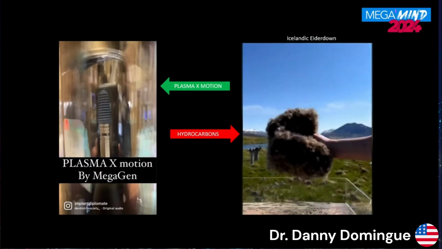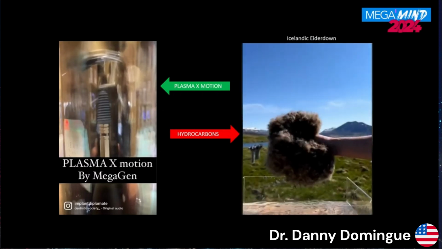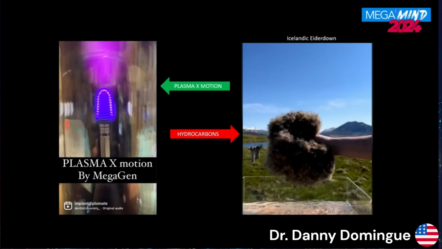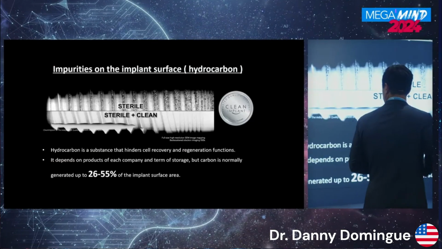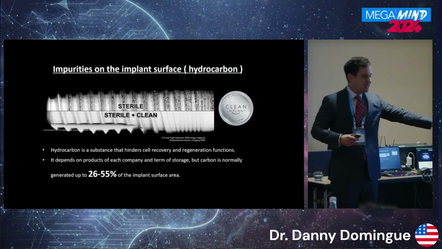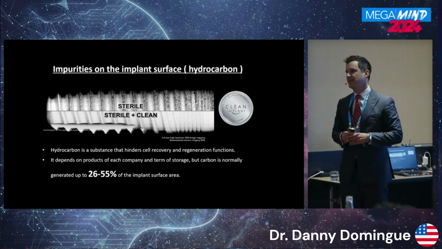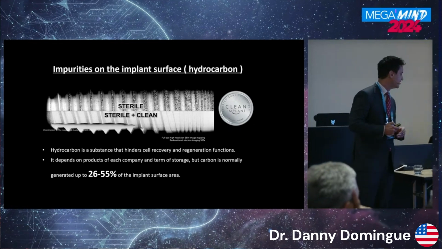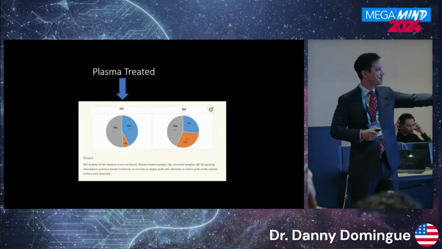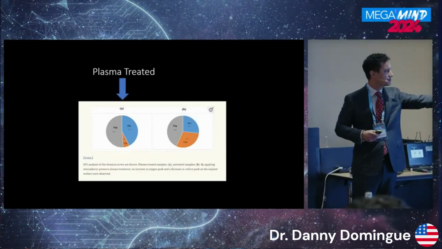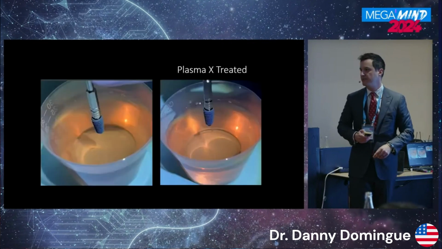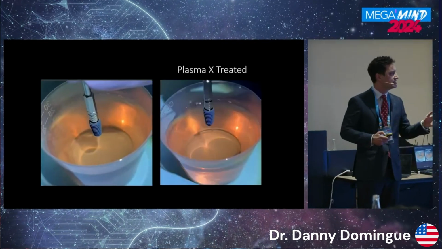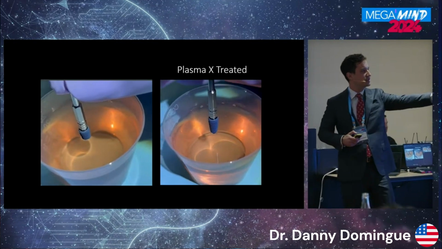Hydrocarbons are hydrophobic, right? So if you remove the hydrocarbons off of the implant surface using the plasma X motion, you increase the wettability of the surface of the implants. We know that 26 to 55% of implants contain hydrocarbons the day that you open them up from the package, even if they're really well cleaned. And if you look at literature, just plasma X treatment reduces the hydrocarbon load off the implant, right? Which increases the wettability of the implant surface.